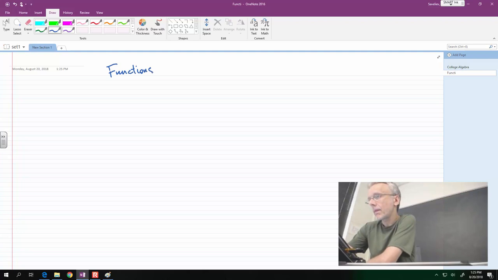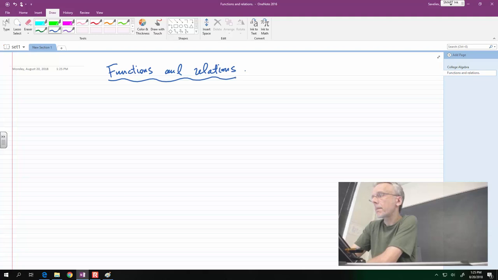Functions and relations. Okay. Functions and relations, what do they have to do with sets? You usually have two sets for them. So relations between elements of two sets.